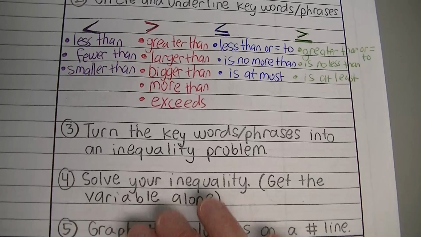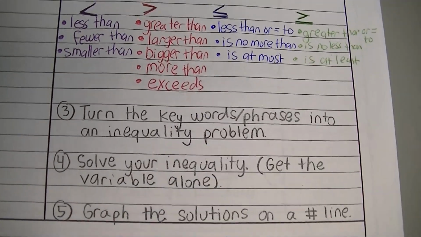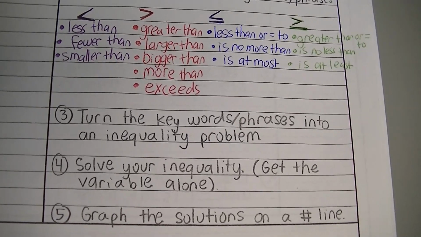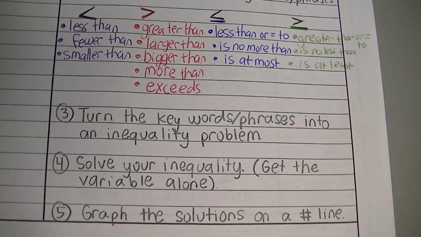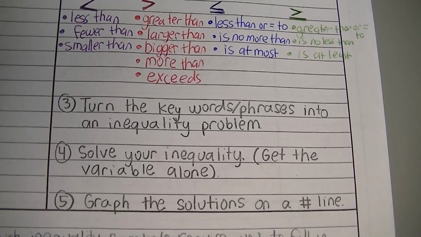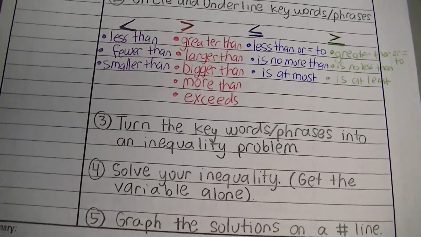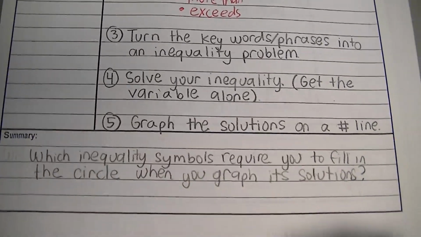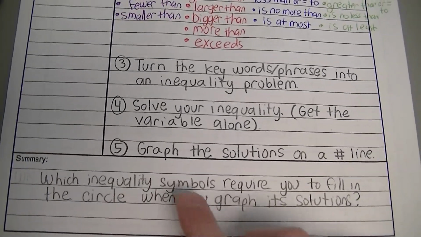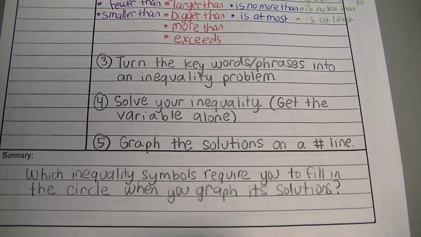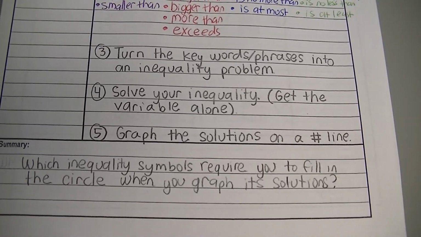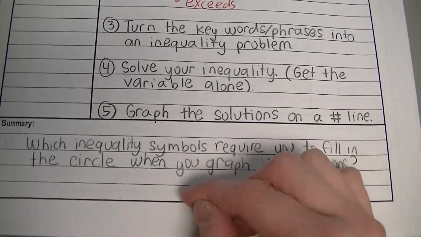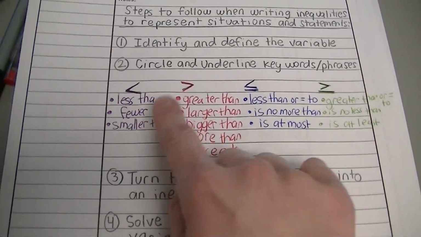Then after that, you have to solve that inequality, so get that variable alone. Remember, if you ever have to multiply or divide by a negative, you want to reverse the sign at the very end. After that, you're going to graph your solutions on a number line. All right, so for your summary, I want you to answer this question. Which inequality symbols require you to fill in the circle when you graph its solutions? So when you graph your solutions on the number line, which symbols are the ones that you have to fill in, okay?